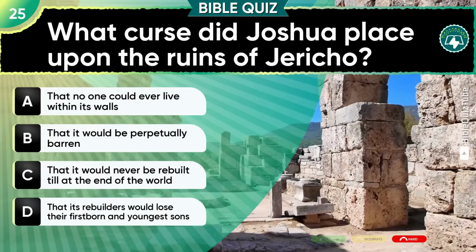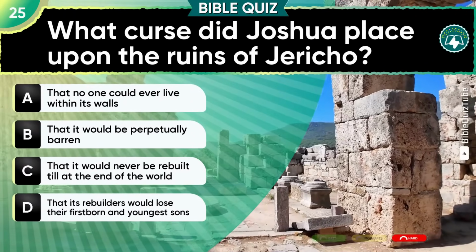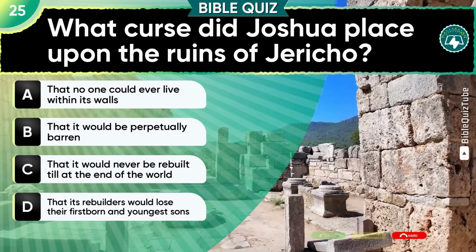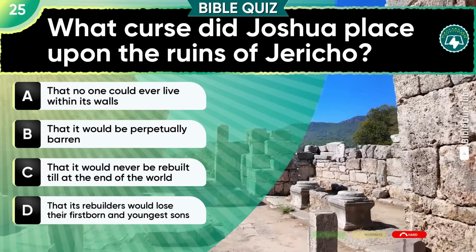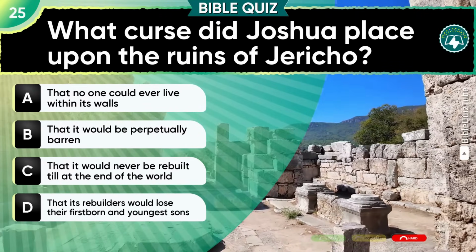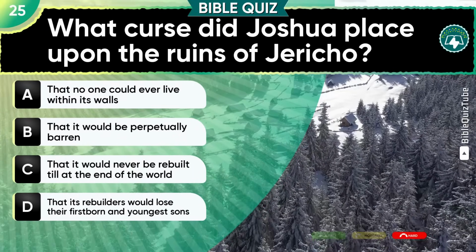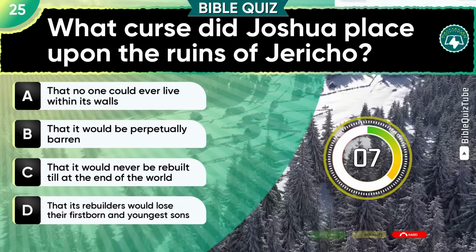Question 25. What curse did Joshua place upon the ruins of Jericho? A. That no one could ever live within its walls. B. That it would be perpetually barren. C. That it would never be rebuilt till at the end of the world. D. That its rebuilders would lose their firstborn and youngest sons.